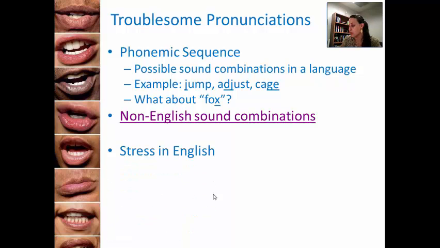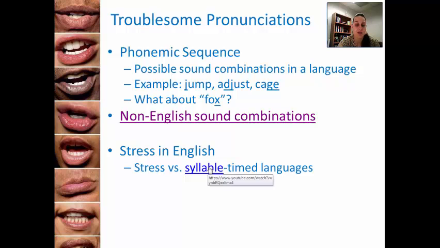Okay, so we're going to also learn about stress in English, and that's one way in which you're going to try and analyze and describe an English language learner's ability for phonology in English. Stress versus syllable time languages is something that you should have read for today, but let me show you a video describing syllable time languages.